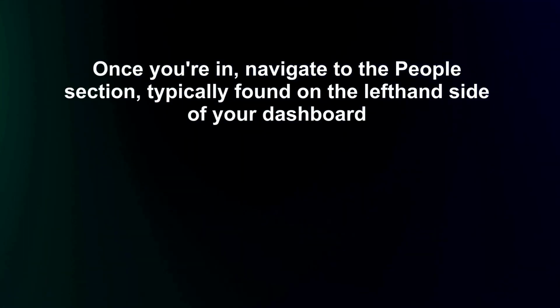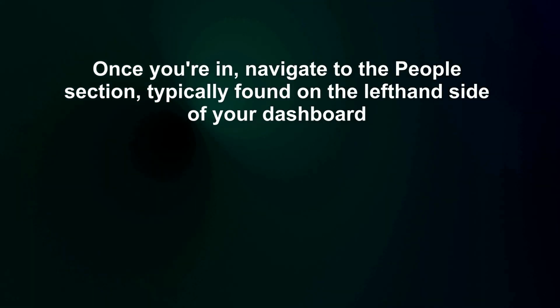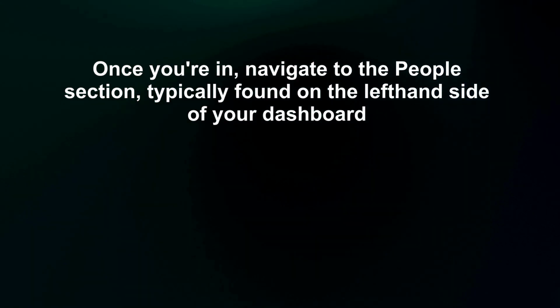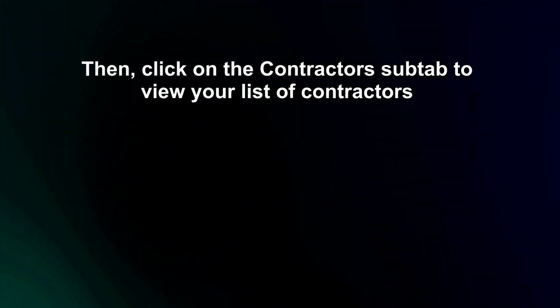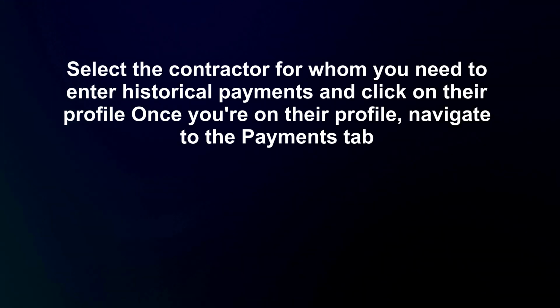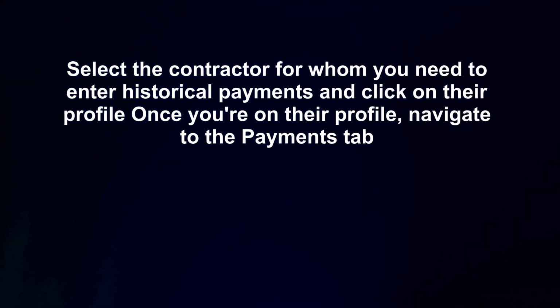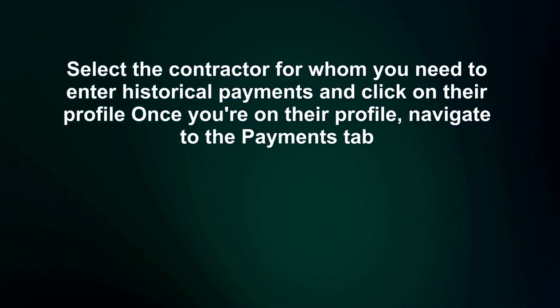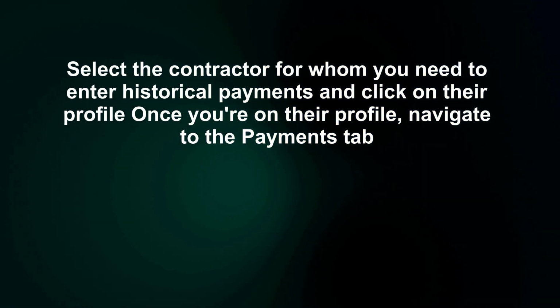Once you're in, navigate to the People section, typically found on the left-hand side of your dashboard. Then, click on the Contractors Subtab to view your list of contractors. Select the contractor for whom you need to enter historical payments and click on their profile. Once you're on their profile, navigate to the Payments tab.